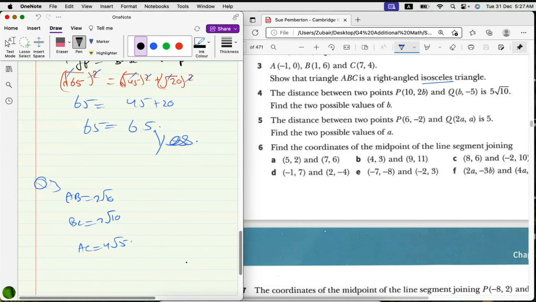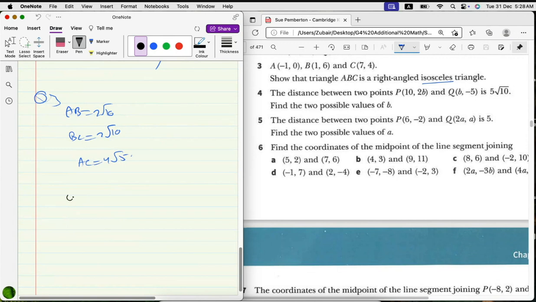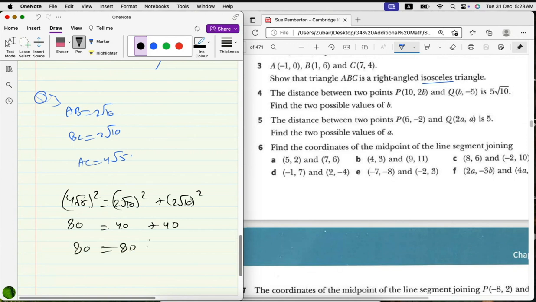And AC is coming out as the longest side, right? Yep. 4 square root 5 whole squared is equal to 2 square root 10 squared plus 2 square root 10 squared. 40 plus 40 is 80, and 4 square root 5 squared is 80. So yes, this is right angled and isosceles.